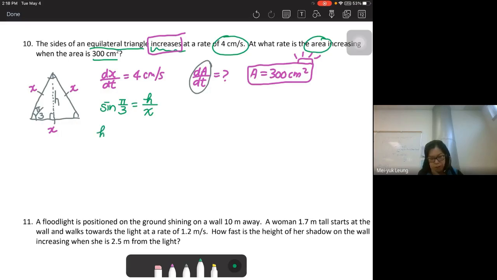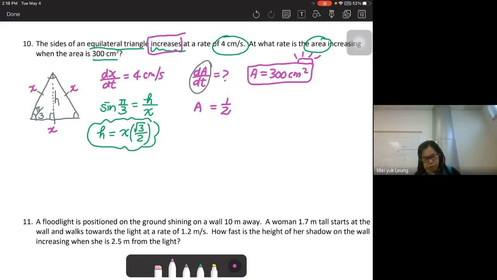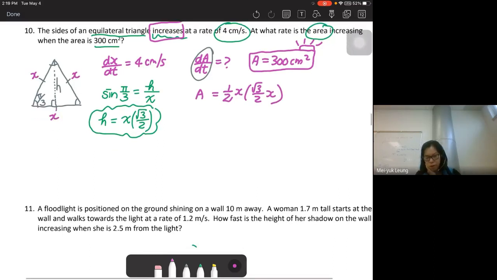Okay, so we can easily figure out the height is equal to x times the sine pi over 3. And sine pi over 3 is square root 3 over 2. Okay, so this is the expression in terms of x for the height of this triangle. So now we go back to look at the quantity equation for the area. All right, so the area of this triangle would be 1/2 times the base times the height. Okay, like this. So simplify it before you differentiate it.